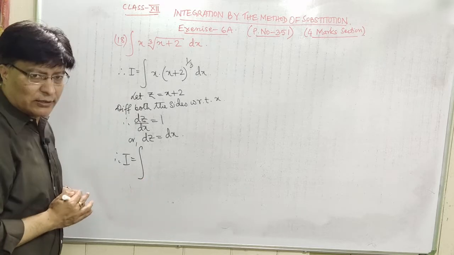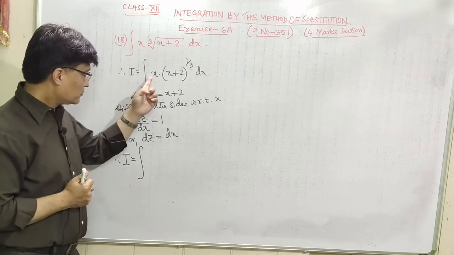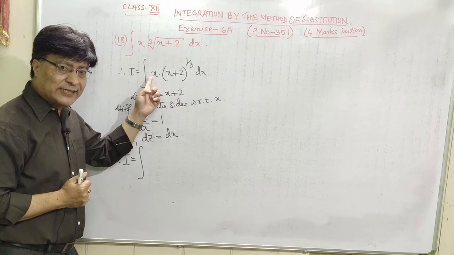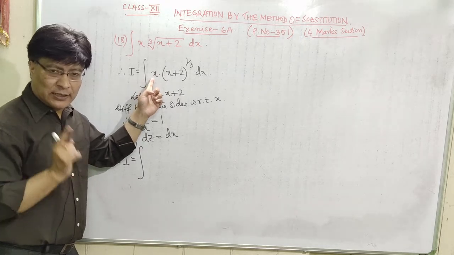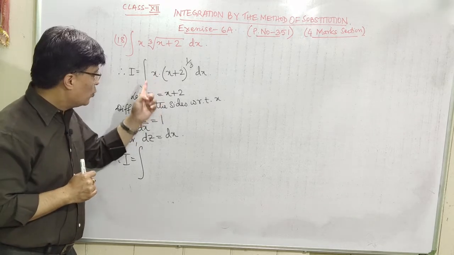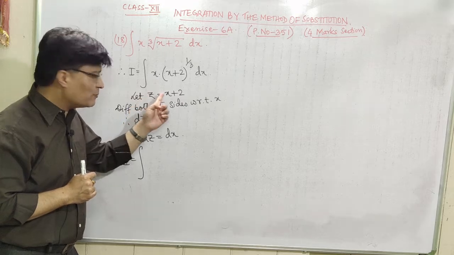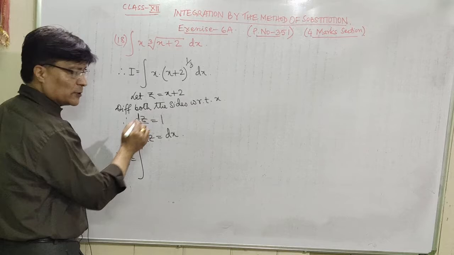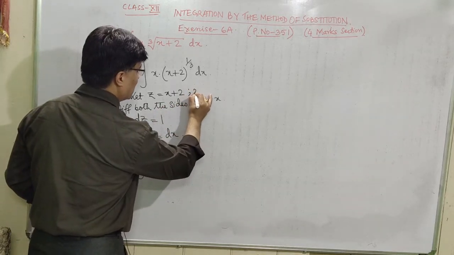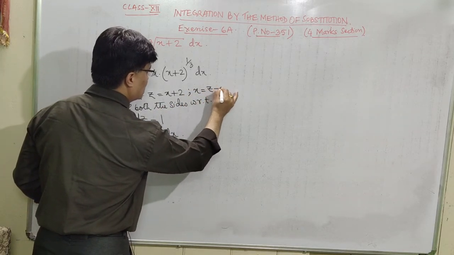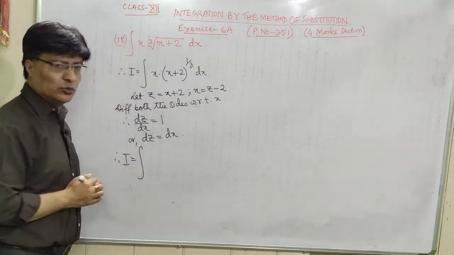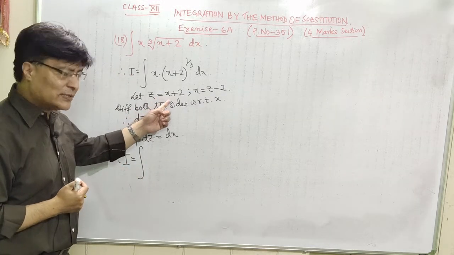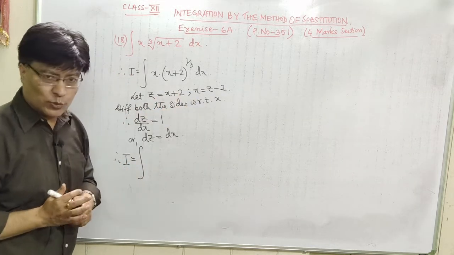I is equal to integral sign. Now you have to express this x in terms of z. So how can you get the value for x? We can get the value for x from this method of substitution. That is, if z is equal to x plus 2, what is the value for x here? So it is x is equal to z minus 2. So what is the value for x in this case? It is z minus 2, right?